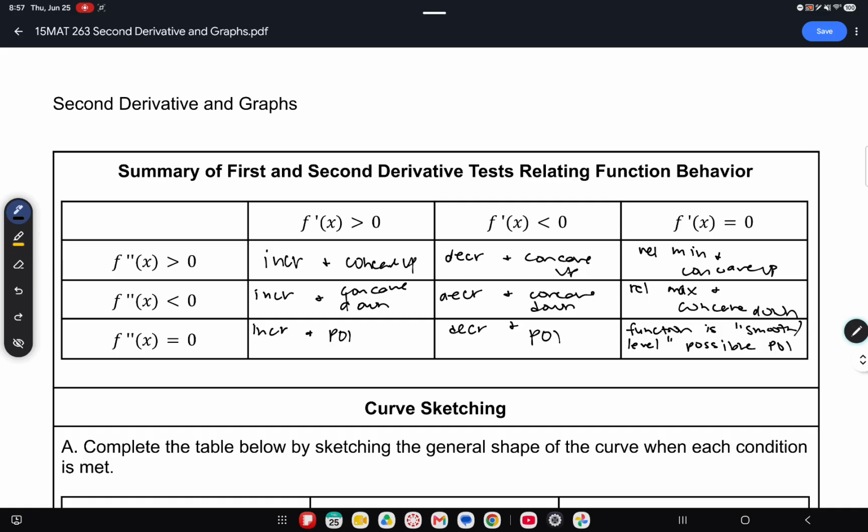All right. And then that's going to be all for the second derivative test. And then, like I said, curve sketching is going to be in a separate one. So if you have any questions, let me know.